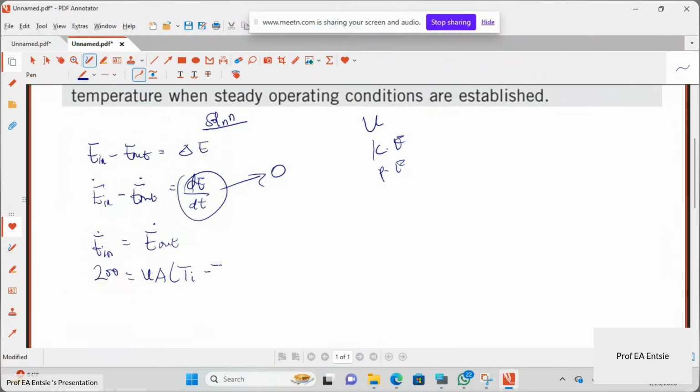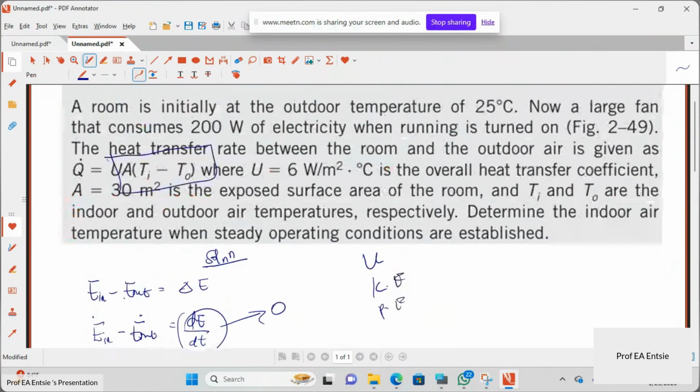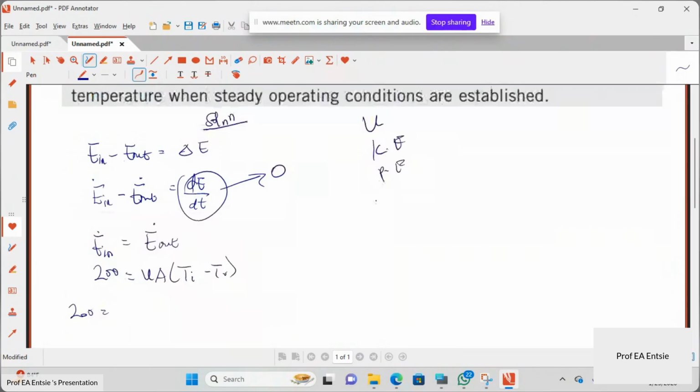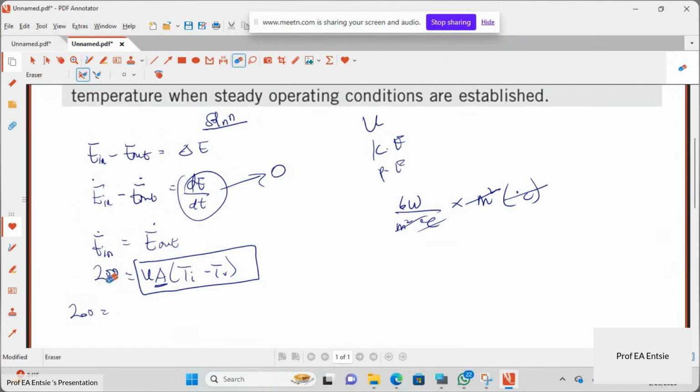So you just put this one here: 200 will be equal to the heat coefficient, which is given as 6 watts per meter squared per degree Celsius, like this. So if you multiply this with area, which is this area here, times change in temperature. Change in temperature will still be in degrees Celsius. So degree Celsius cancels, this cancels that. Then you get your answer in terms of watts. So it means this whole quantity here, if you simplify it, you get watts. So that you can subtract that watt value you get from this 200 watts here.